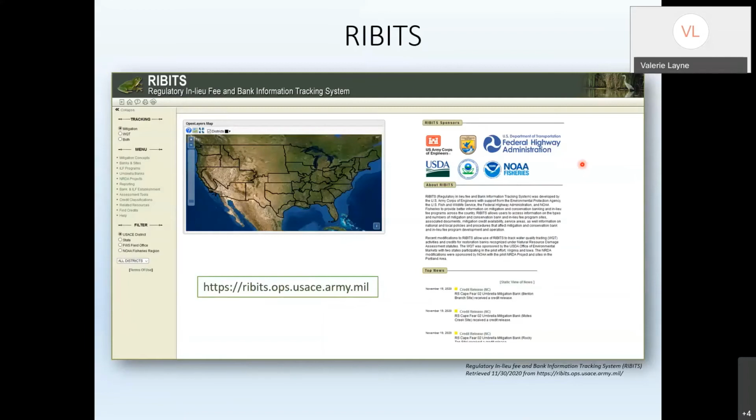RIBITS is a public-facing website, and much of the information it contains is available to the public, and the URL is right here. That's the address where you would go to find it. Now, bank records are created and maintained by the regulatory project managers. Bank sponsors have limited access to upload files and create withdrawal transactions in the ledgers, but they can't do anything else.